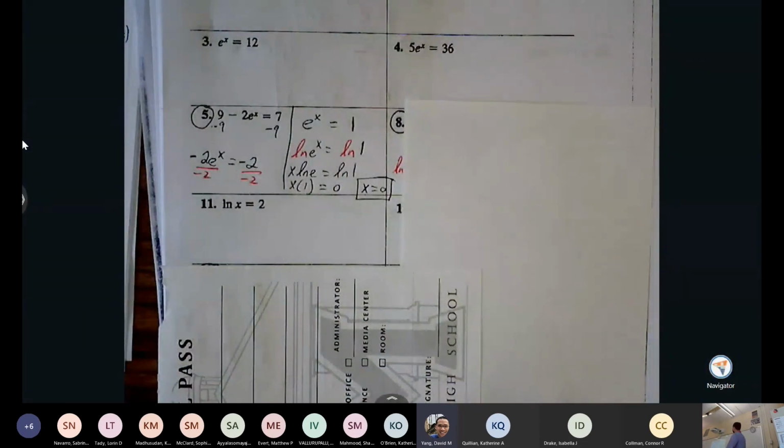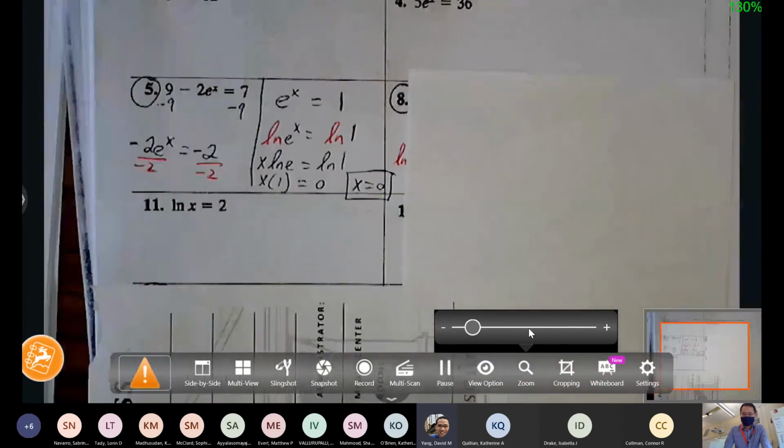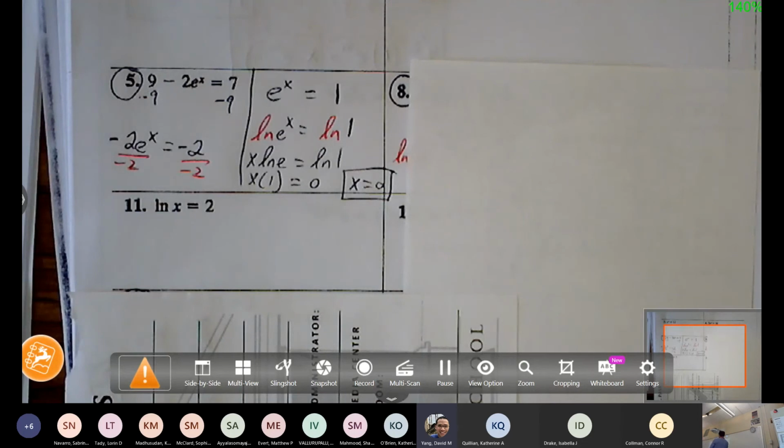Okay, so number 5, we can subtract 9 first. Divide both sides by -2. Get that e to the x as clean as we can. And then we can take the natural log of both sides. Once we have something in the form of natural log, that exponent can be free to move without changing anything. So once that x comes out in the front, we have a much easier time solving for x. Natural log of e is just 1. Natural log of 1 is 0. So x equals 0.